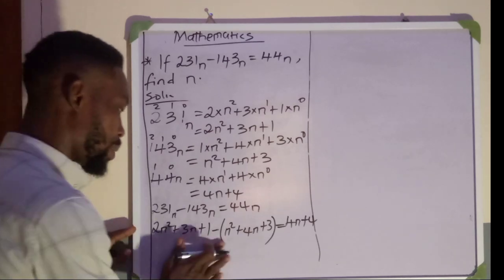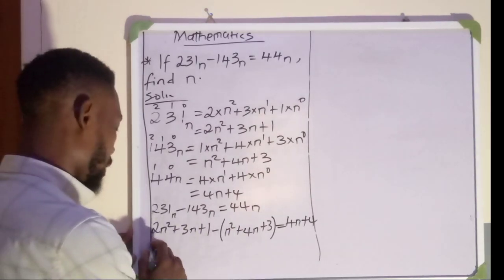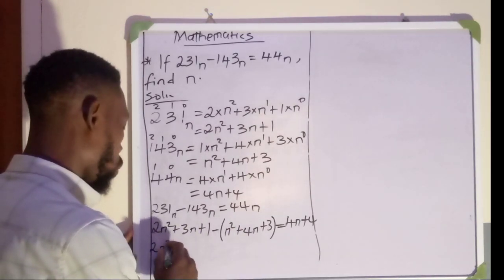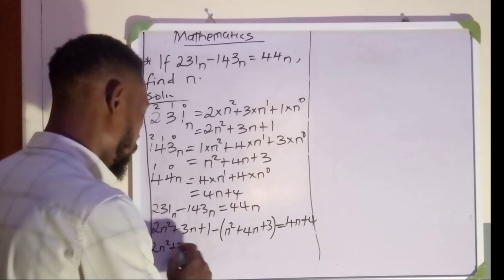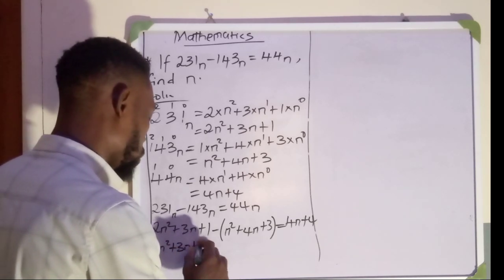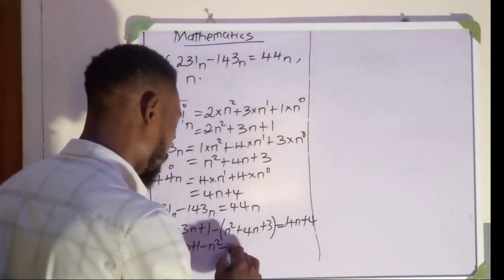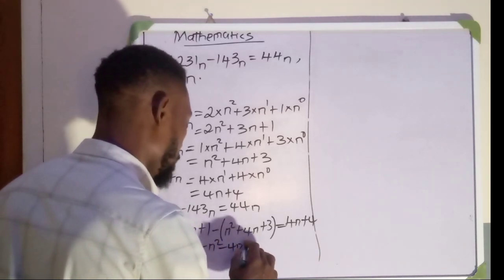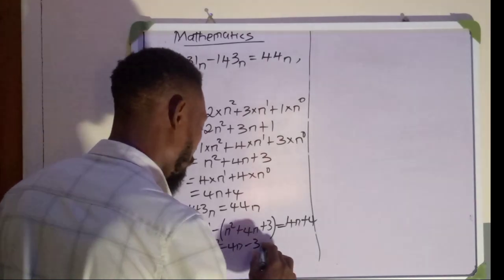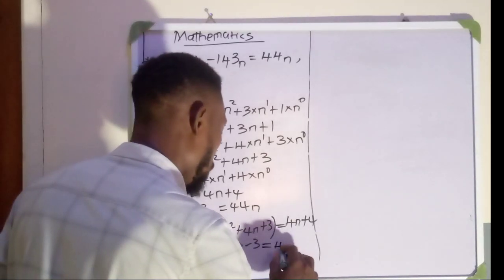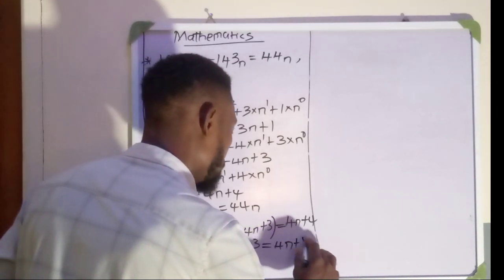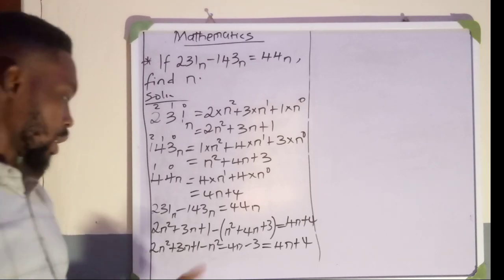So opening that bracket, we are going to have 2n squared plus 3n plus 1 minus n squared minus 4n minus 3, and everything is equal to 4n plus 4. Okay, this is what we have.